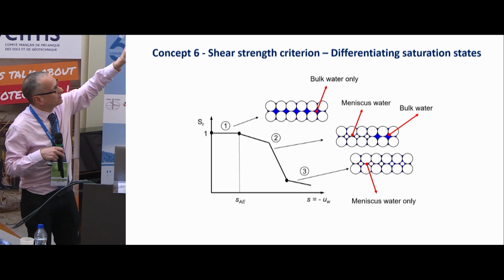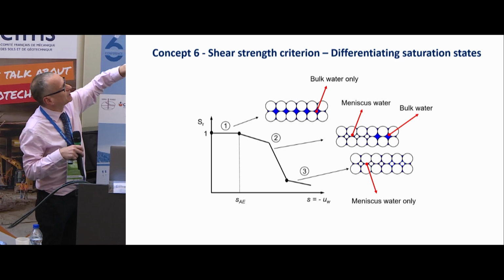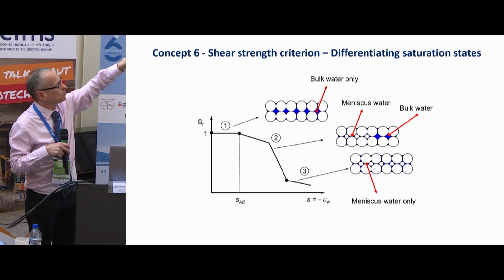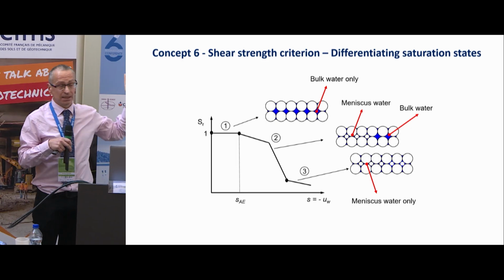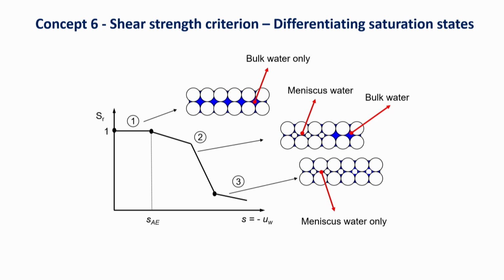Okay, let's now connect first the bulk water and the meniscus water on the water retention curve. In the first range, when the system is saturated, you have bulk water everywhere. So not only a sub-region is saturated, everywhere is saturated. Then you have region 2, when you have both bulk water and meniscus water. Then you go to region 3, when everything is becoming meniscus.